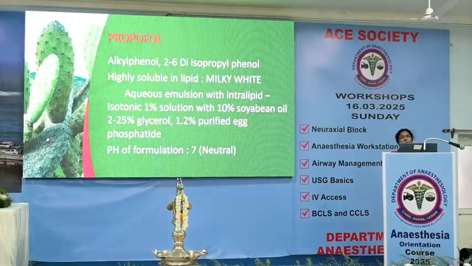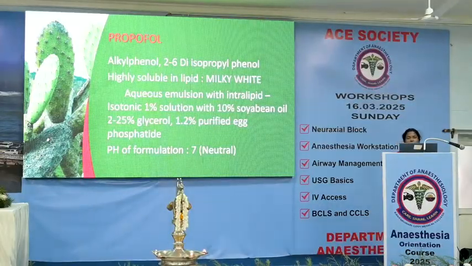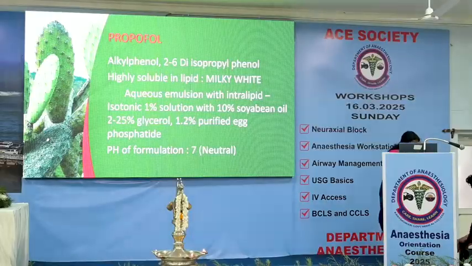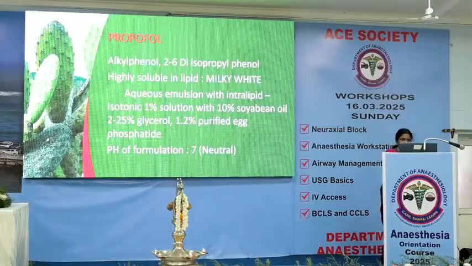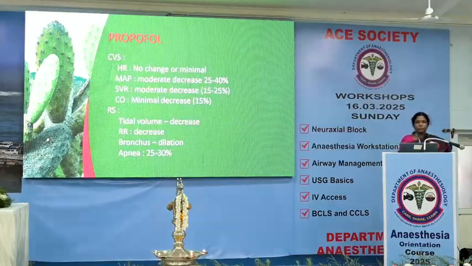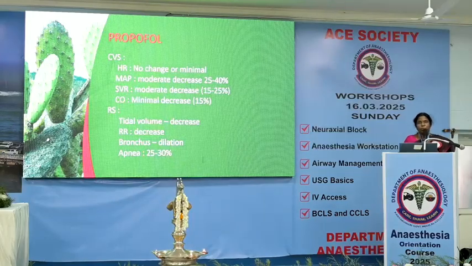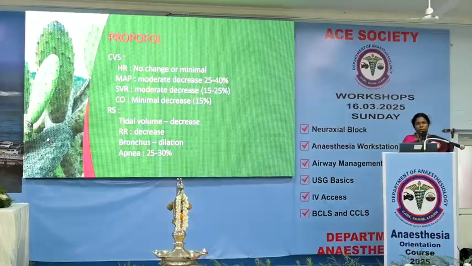Propofol is an alkyl phenol which is milky white. It's an intralipid 1% solution with 10% soya bean, 2 to 2.5% glycerol, 1.2% purified egg phosphatide, with a pH of 7. Propofol has the propensity to decrease the BP by about 15 to 25%. It decreases tidal volume, but in bronchus it causes bronchodilation.